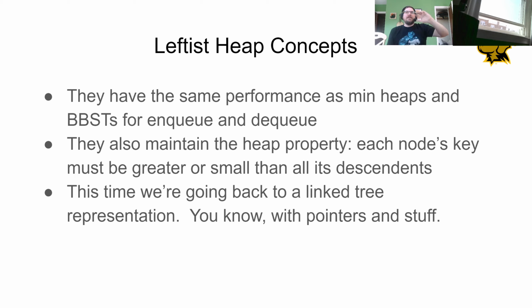Leftist heaps have the same performance for InQ and DQ as balanced binary search trees and normal heaps. They also maintain the same heap property as the vanilla heap, the original flavor heap that we talked about last time. So it has logarithmic performance for InQ and DQ, and it also maintains the same heap property as an original flavor heap.